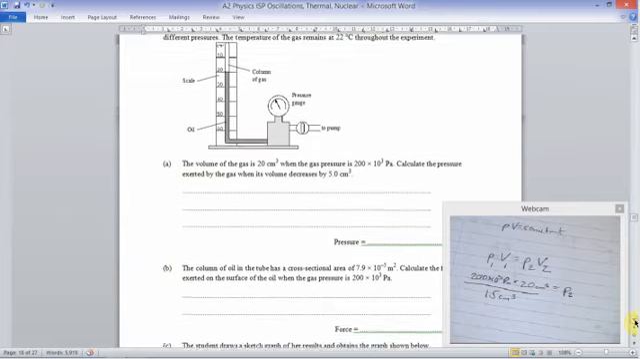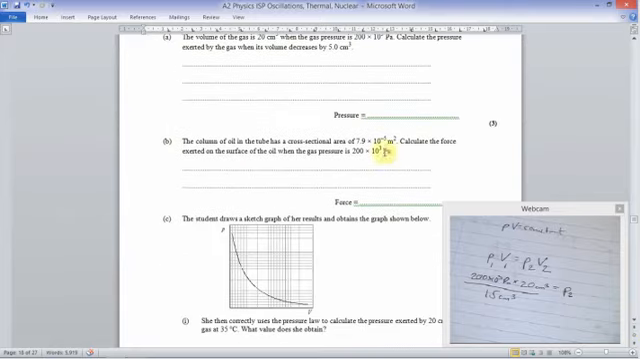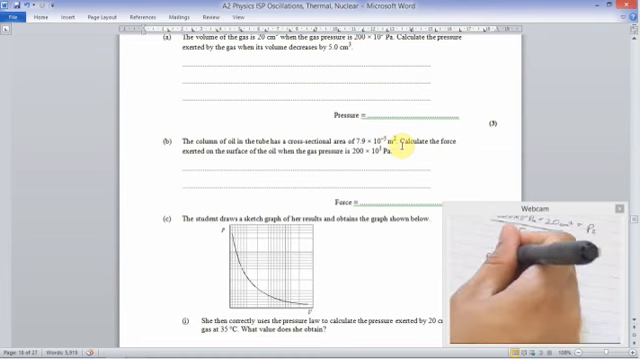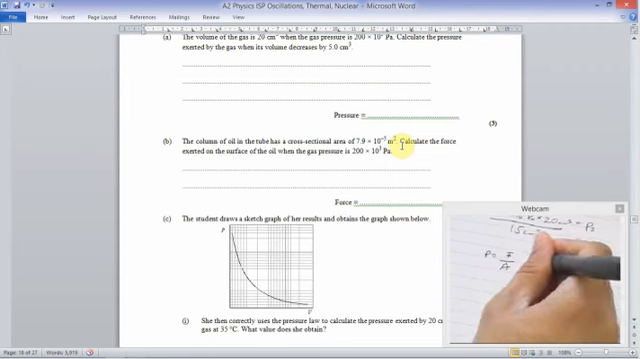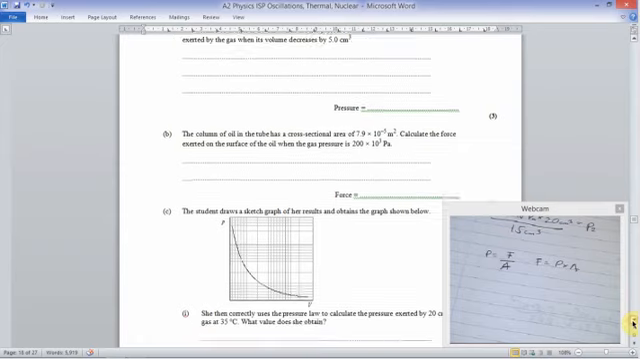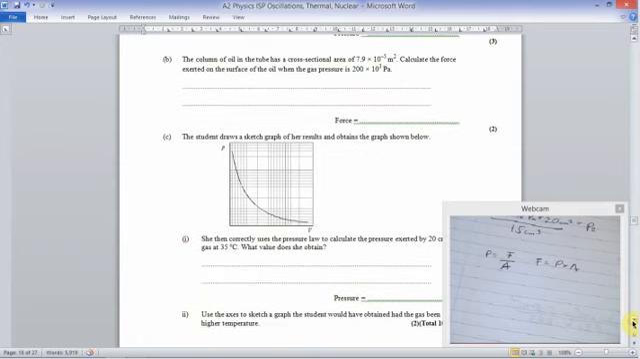The volume of oil has a cross-sectional area of 7 times 10 to the minus 5 meters squared. Calculate the force. Well, we know that pressure is equal to force over area. So force must equal pressure times area. Pretty straightforward. You've got your pressure here and you've got your area here. The student draws a graph. So a student draws a sketch of her results and obtains the following graph.